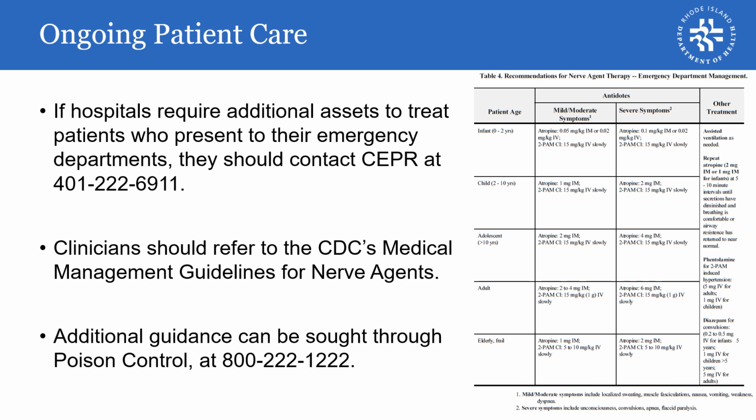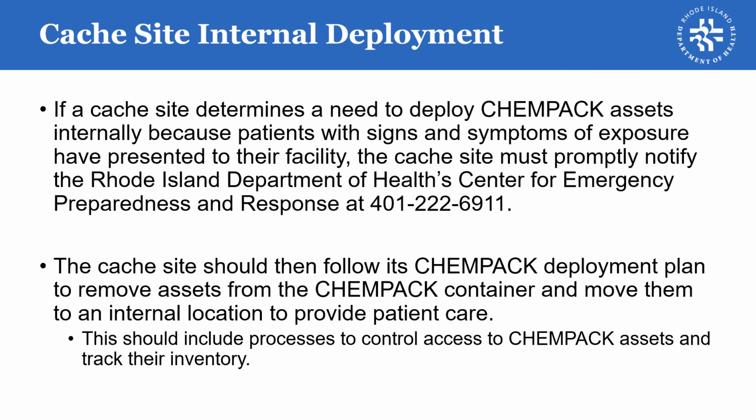For additional guidance, clinicians can call Poison Control at 800-222-1222. If a cache site determines a need to deploy CHEMPACK assets internally because patients with symptoms of exposure have presented to their facility, the cache site must promptly notify the Rhode Island Department of Health's Center for Emergency Preparedness and Response at 401-222-6911. The cache site should then follow its CHEMPACK deployment plan to remove assets from the CHEMPACK container and move them to an internal location to provide patient care.